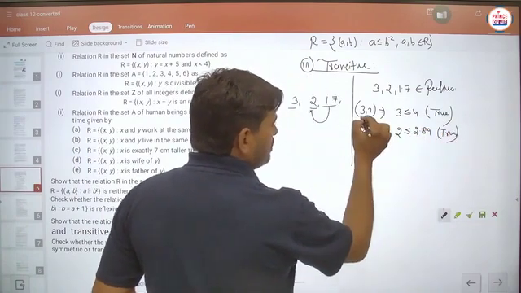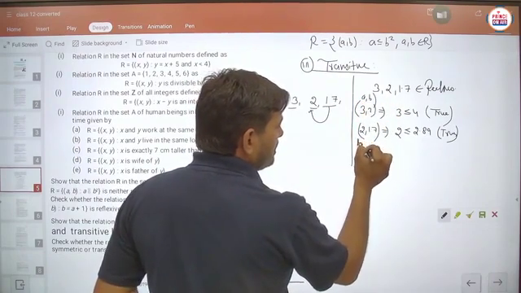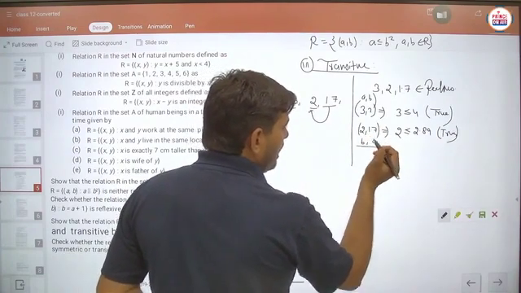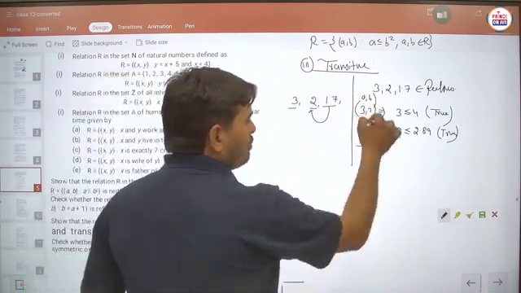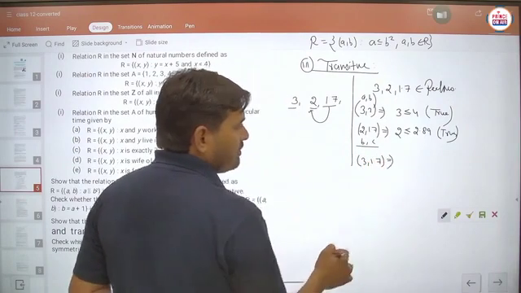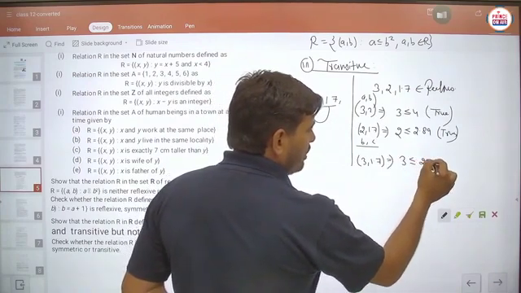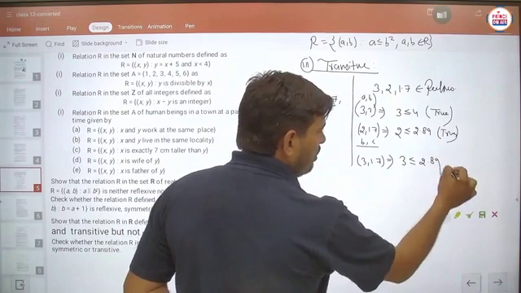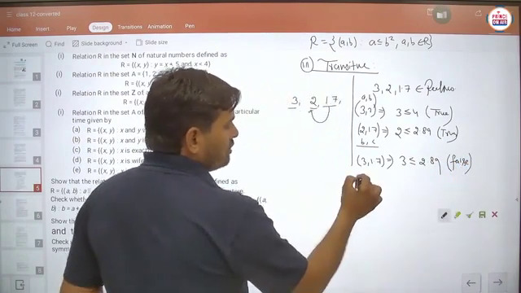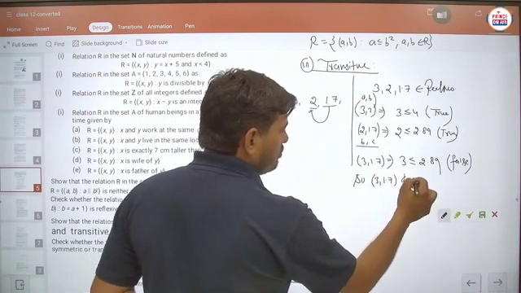So suppose it is taken as AB, then definitely it should be taken as BC. Is it to be clear? Now we will check for the AC. Now we have to establish the relation between 3 comma 1.7. So 3 comma 1.7 means 3 is less than or equal to 1.7 squared, which is 2.89. So it is not true. So it is false. So 3 comma 1.7 does not belong to R.